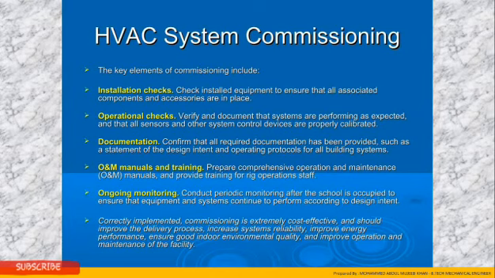Operation and maintenance manual and training: prepare a comprehensive O&M manual and provide training for the operation of the system. Ongoing monitoring: conduct periodic monitoring after a building is occupied to ensure that the equipment and the system continue to perform according to the design intent. Correctly implemented commissioning is extremely cost effective and should improve the delivery process, increase system reliability, improve energy performance, ensure good indoor environment quality, and improve operation and maintenance of the facility.